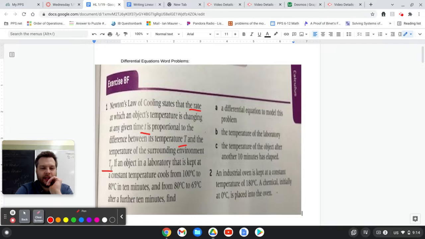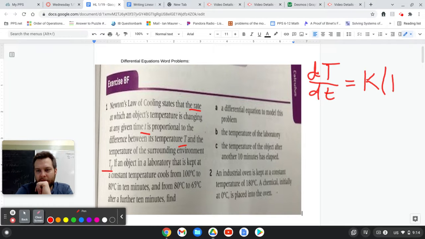So let's just try to set that up without any numbers. We're saying that the rate of change of the temperature, so big T related to time, is proportional. So we usually use k because constant starts with k, of course, to the difference between its temperature, capital T, and the temperature of the surrounding environment, T naught. So that sentence right there can be translated into that differential equation.